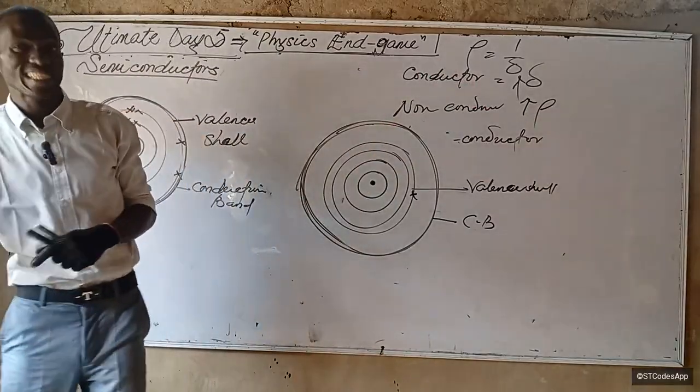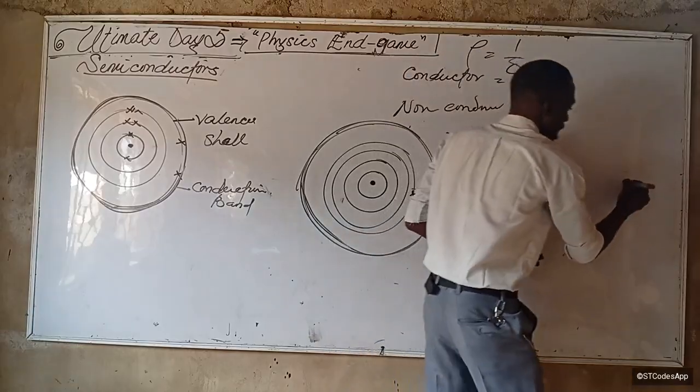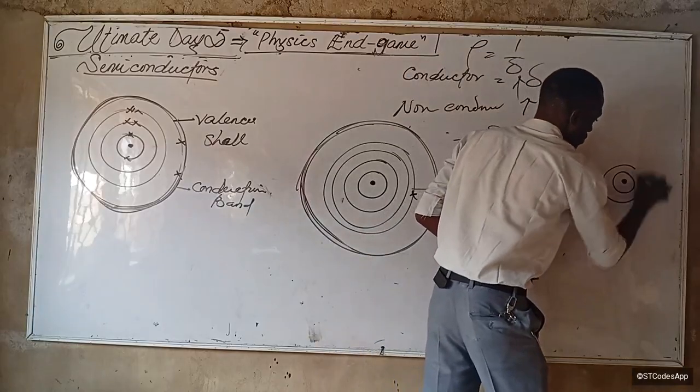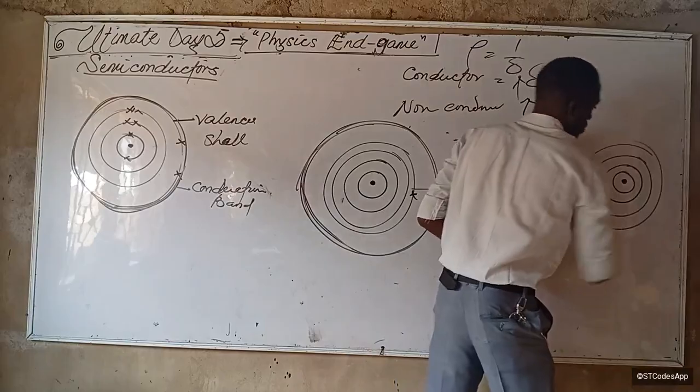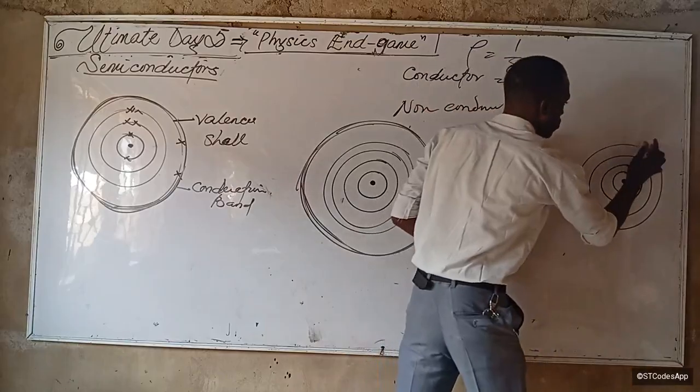But for a semiconductor, we have our nucleus here, like this. The conduction band is just somewhere around here.